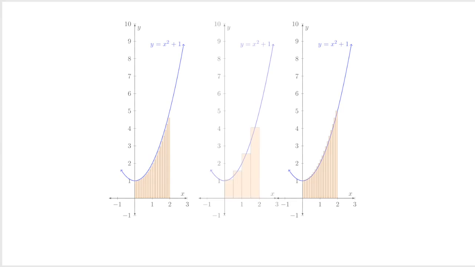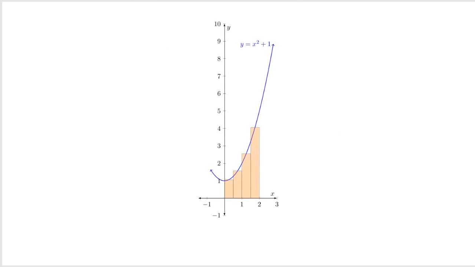I want to show you one more nuance before we finish up, and that is it's not necessary to use either the left-hand endpoint or the right-hand endpoint to compute the height of the rectangles. In this case, for example, I've used the midpoints of each interval to compute the height of the rectangle. So for our first rectangle here, the height is based on f of 1/4, which is halfway between 0 and 1/2. And for our second rectangle, the height is based on f of 3/4, halfway between 1/2 and 1, etc.